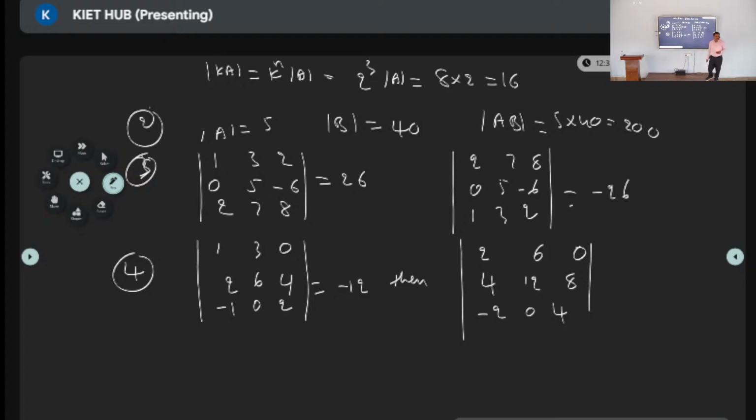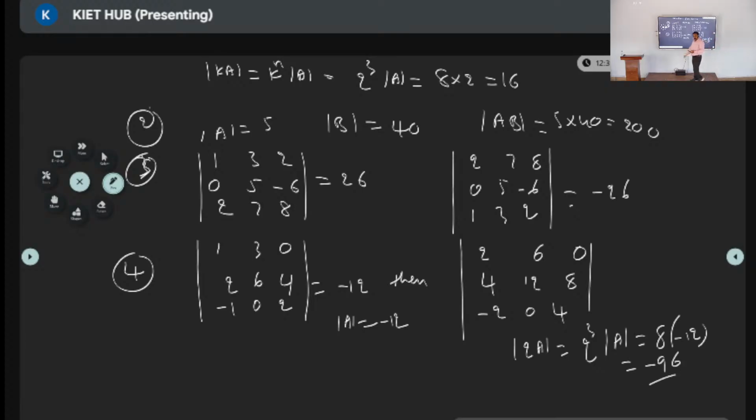Everyone, a little bit tricky question. What is the difference from one matrix to the other? Every element is multiplied by what? 2. Every element got multiplied with 2. If determinant of A is minus 12, what is the determinant of 2A? 2 cube into determinant of A, 8 into minus 12. Minus 96 is the answer.